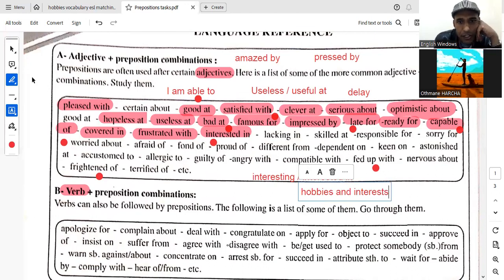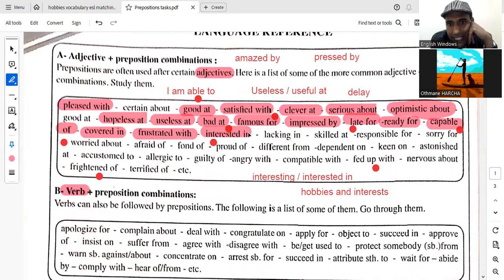Okay, good. Let's move on to the next word. If it is interested, we say in. Lacking in.